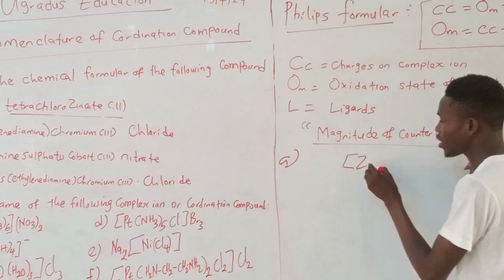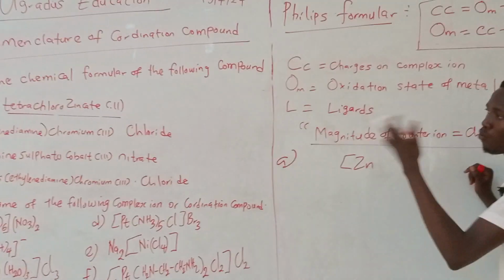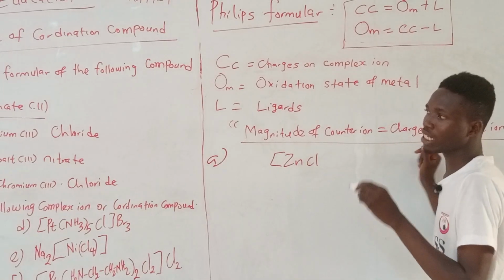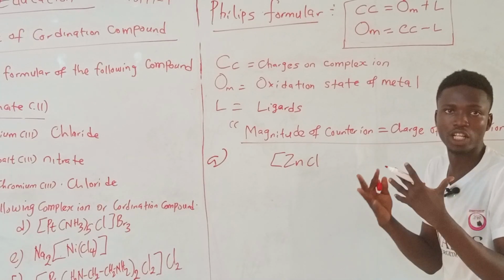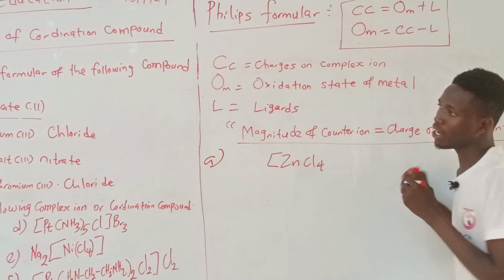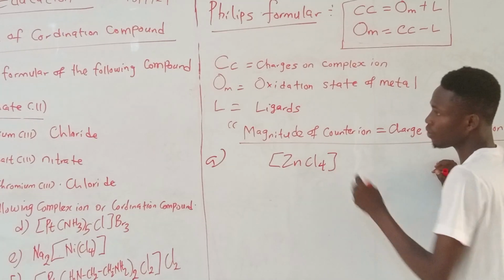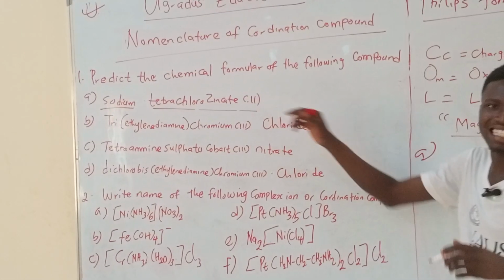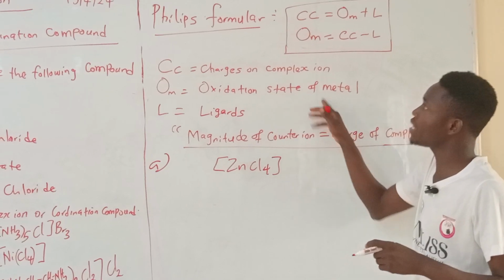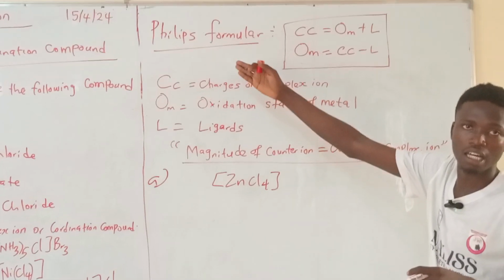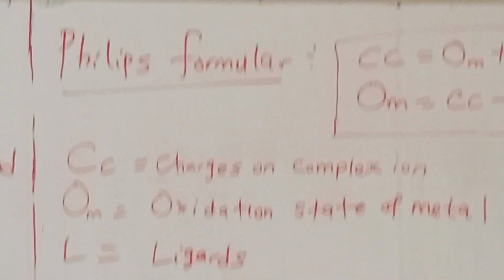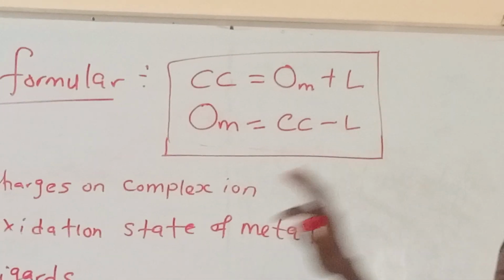So you are going to write zinc. Then you check who is the ligand. The ligand there is chloro. Then you write chloro. But that prefix is telling you the magnitude of the chloro. Tetra means 4, then you write 4. Then that 2 is the oxidation state of the metal, OM. Please take note of this formula. This is my own formula. I derived it to make this subject easier for myself. You can also use it for yourself. Know this formula. I will come back to it later.